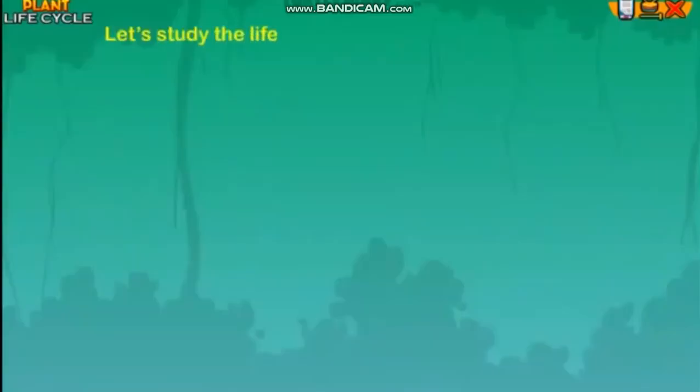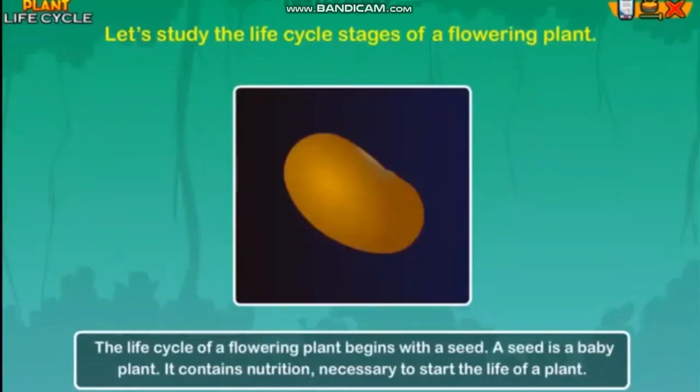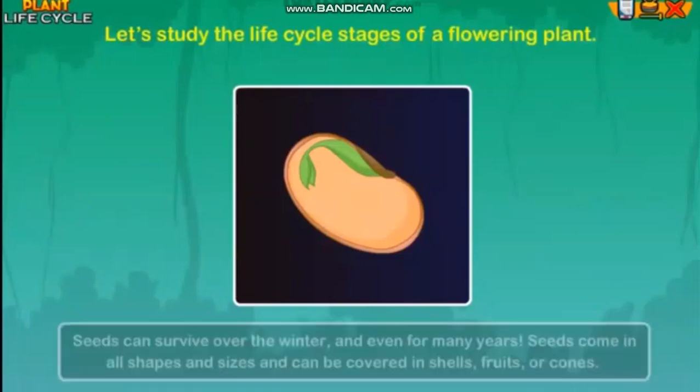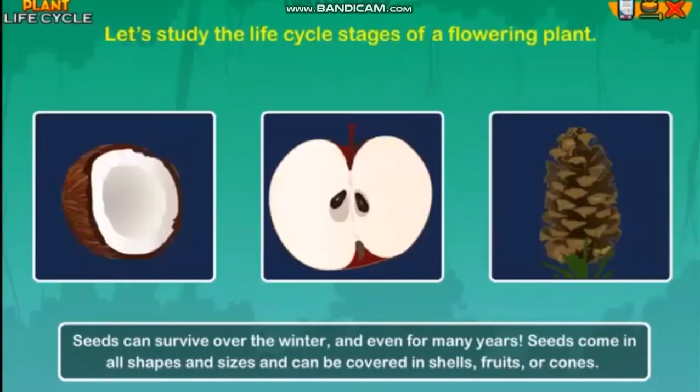Let's study the life cycle stages of a flowering plant. The life cycle of a flowering plant begins with a seed. A seed is a baby plant. It contains nutrition necessary to start the life of a plant. Seeds can survive over the winter and even for many years. Seeds come in all shapes and sizes and can be covered in shells, fruits, or cones.